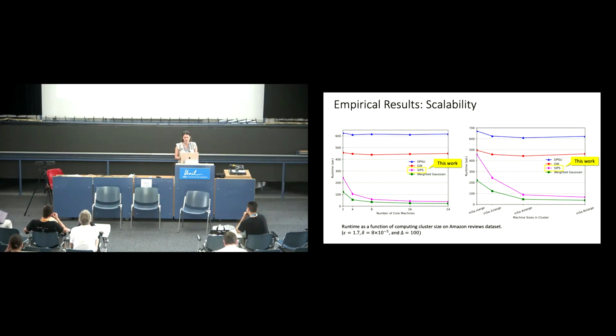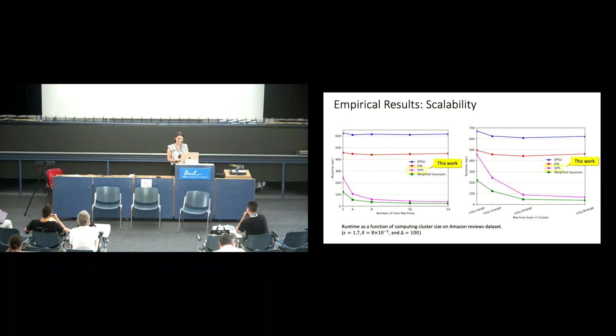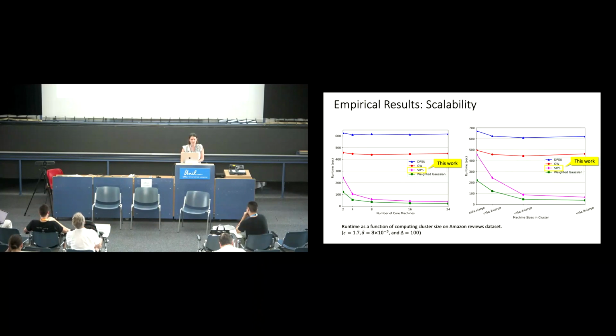What we can also do is fix the number of machines within the cluster, but increase the computational power of each individual machine. So on the right, that's what we've plotted, and we find that, again, SIPS's running time goes down. But for these greedy algorithms, the running time stays the same, even though you're increasing the amount of memory and compute power of the machines within the cluster.